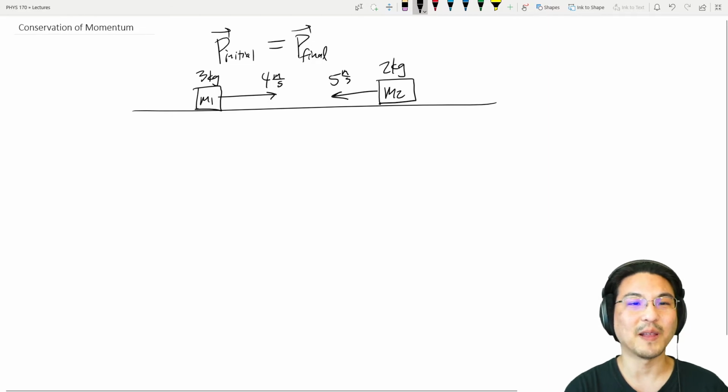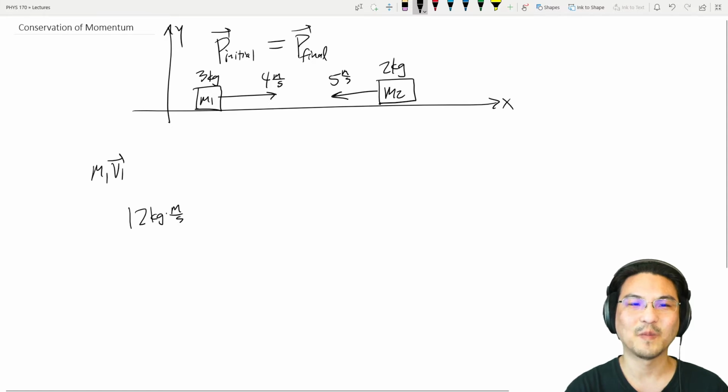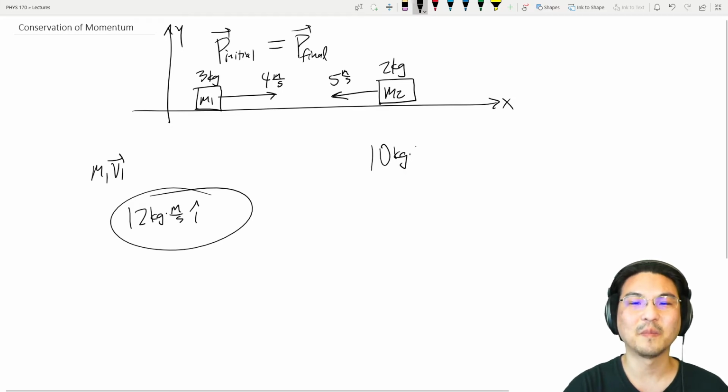Okay, what's the momentum for block 1? Let me pick coordinates. I'll say this is y and this is x. The momentum for this block is m1 v1. So it's 3 kilograms times 4 meters per second, 12 kilogram meters per second. Is that right? The momentum is a vector. What I wrote is a scalar. Now that's a vector. How about the momentum for block 2? 5 times 2, 10 kilogram meters per second. But it's a vector. It's going in the negative i direction.